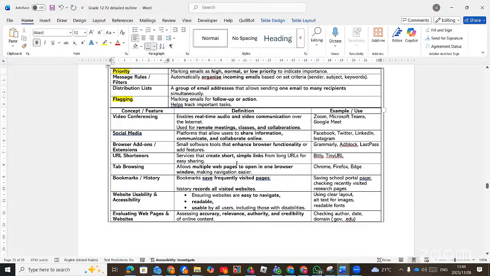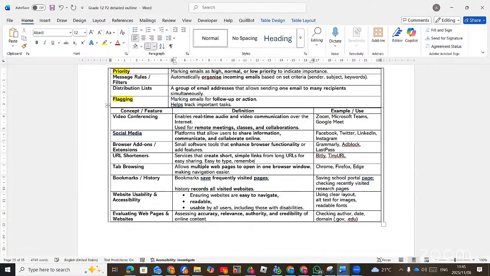It creates a short link from a long URL for easier sharing. You can share it more easily, or it is easy to type or remember. So they can ask you to give advantages of a URL shortener. It will be easier to type, easier to remember, and easier to share also. A typical example is TinyURL or bit.ly.